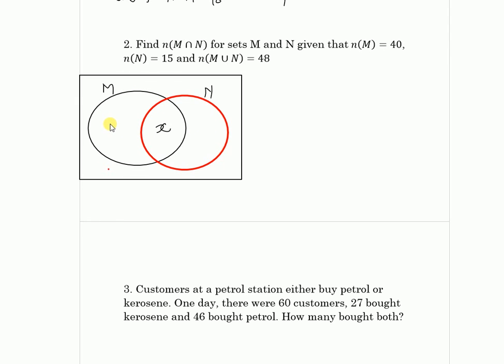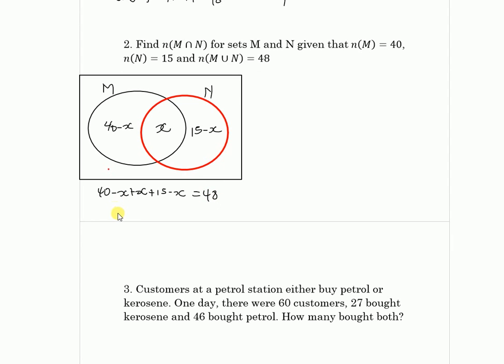Now when I add everything inside the black circle, which is M, I get 40, and part of it has been taken up by X. X is existing in both, so this one should be 40 minus X, and this one is 15 minus X. Now the union means adding everything inside the two circles, this and that. So we add everything there and it equals 48: 40 minus X plus X plus 15 minus X gives 48, which is the union of the two.